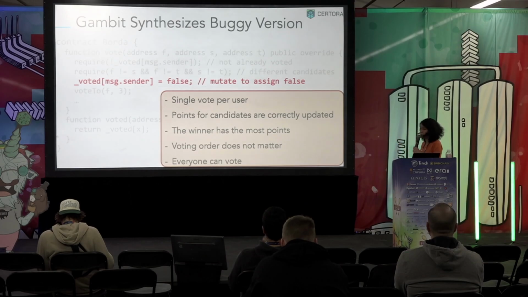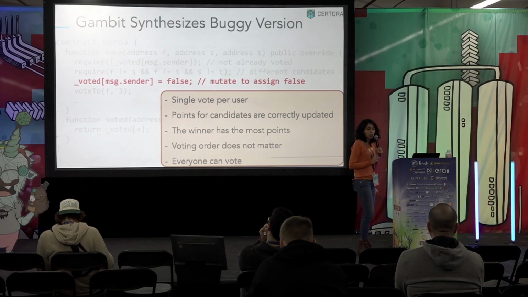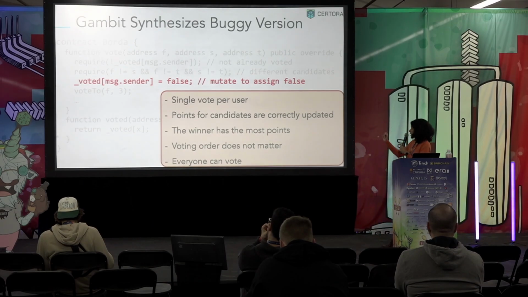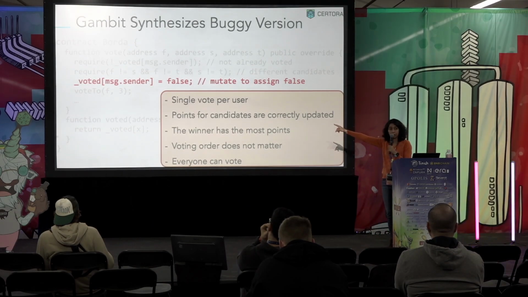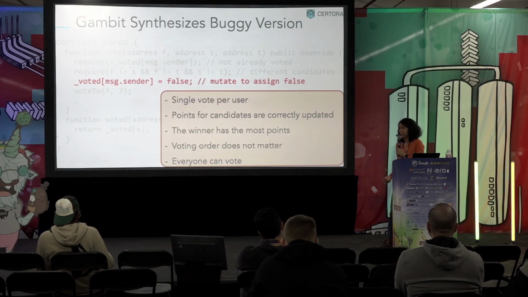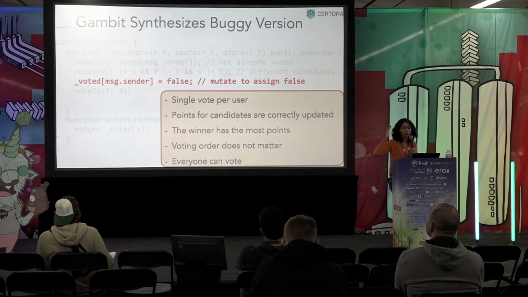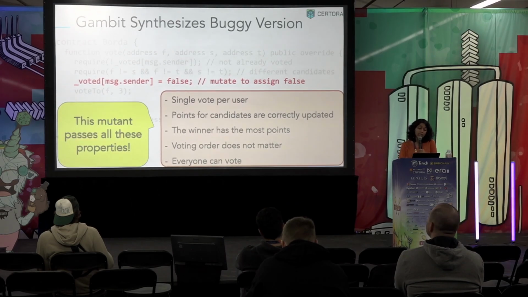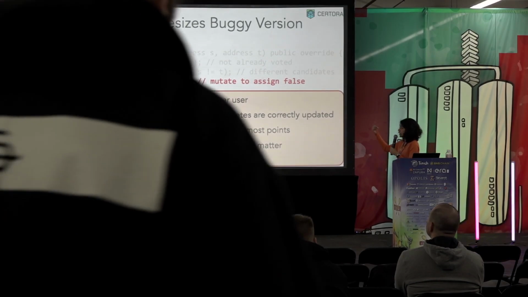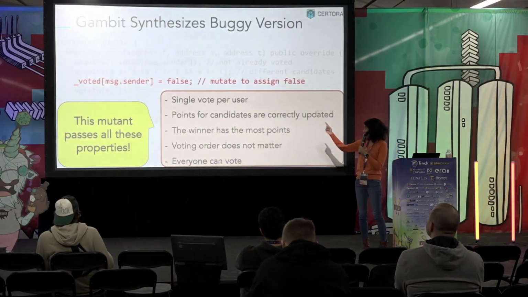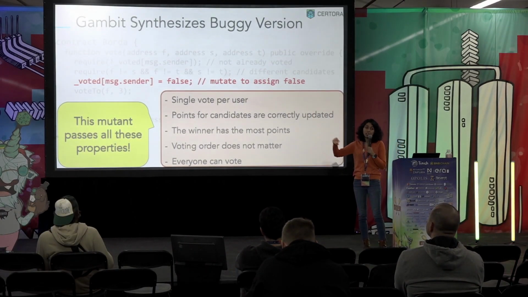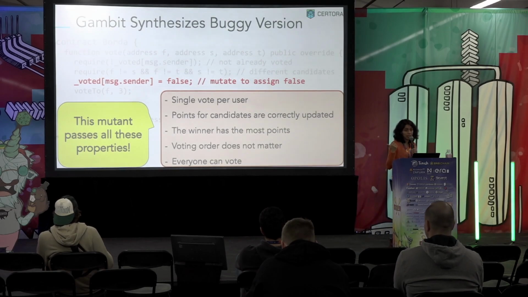So let's go back to that Borda example. Here is a mutant that Gambit actually produced. What it did is it just set the voted status of the message sender to false instead of true. And now you might be wondering, well, when I wrote my spec, I really thought this through. I wrote some really good properties. This mutant is definitely going to be caught. Well, it turns out that it doesn't. If you actually verify this program using these specifications, it's not going to get caught. So this mutant is going to get away.